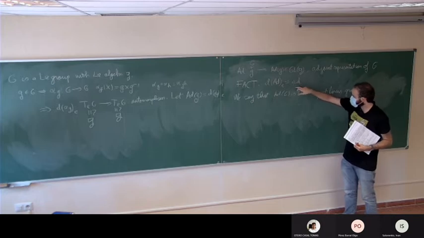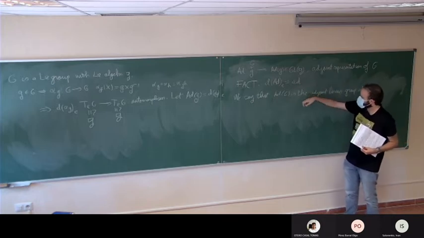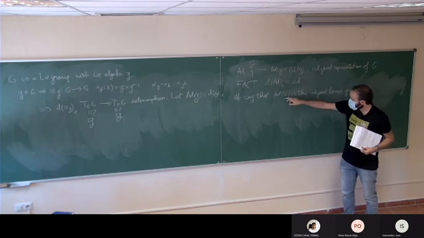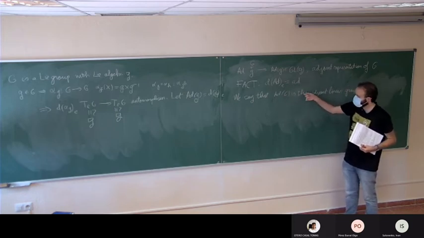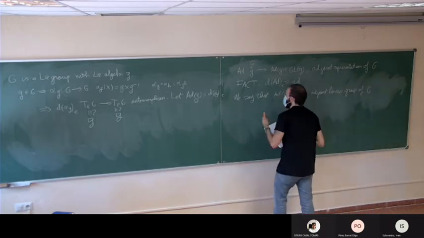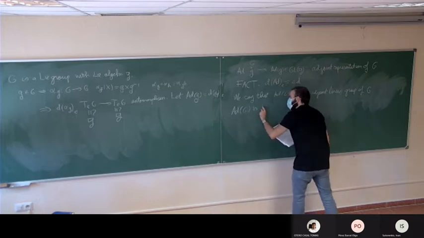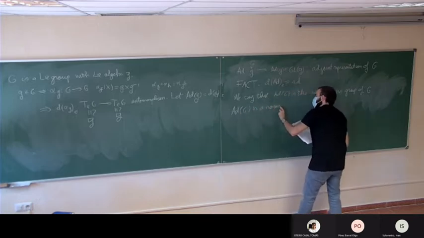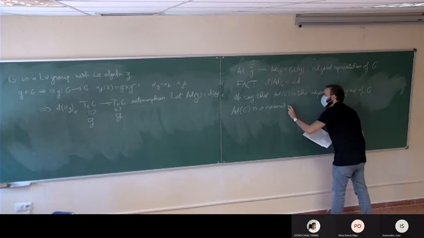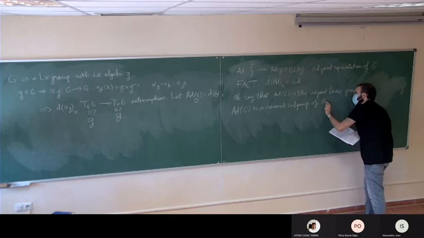when we took the image of this adjoint representation, it was an ideal in the Lie algebra. So because of this fact, we can also say that this group Ad G will be a Lie normal subgroup of the group of linear automorphisms. Okay? So Ad G is a normal subgroup of the group of automorphisms.